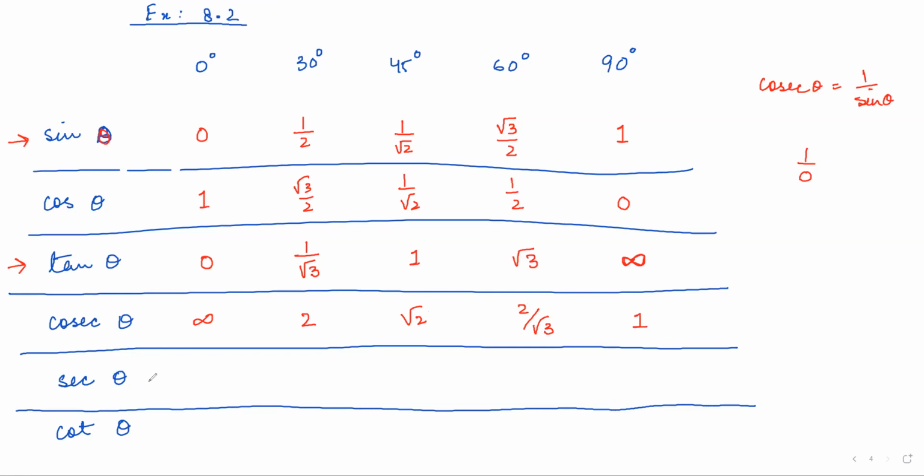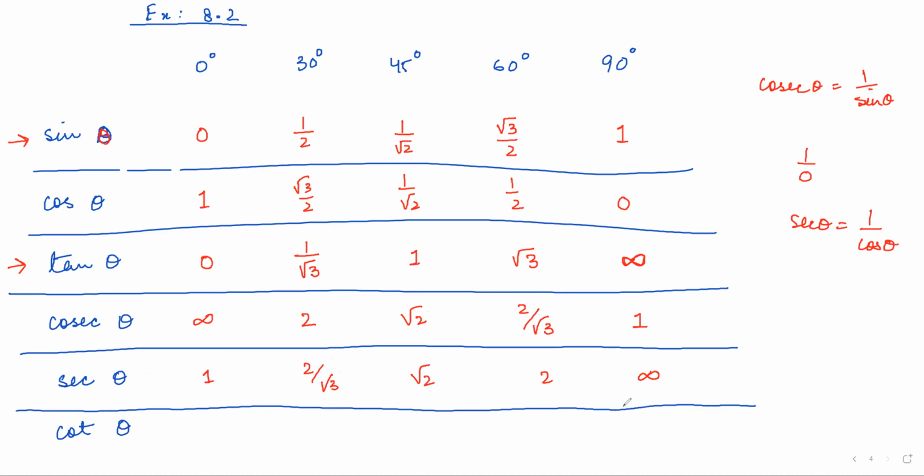Okay. Now sec, you know, this is 1 by cos. Sec theta is 1 by cos theta. So you take reciprocal of cos values now. So 1 by 1, 1. This is 2 by under root 3. This will be under root 2. This will be 2. And now 1 upon 0 will be not defined.